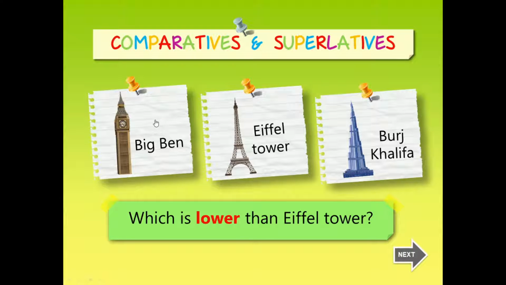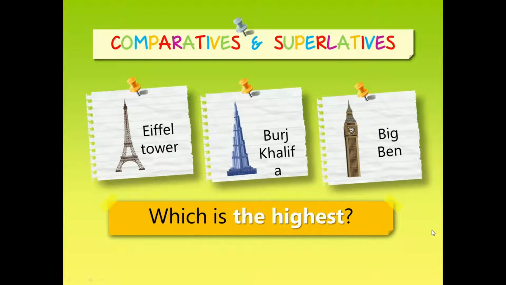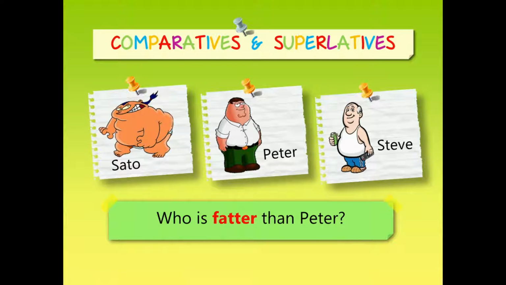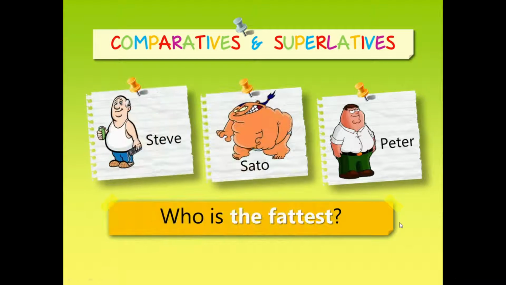That's right. Big Ben is lower than the Eiffel Tower. Which is the highest? Eiffel Tower, Burj Khalifa, or Big Ben? That's right. Burj Khalifa is the highest. Who is fatter than Peter? What do you think? That's right. Sato is fatter than Peter. Who is the fattest? Steve, Sato, or Peter? Correct. Sato is the fattest.